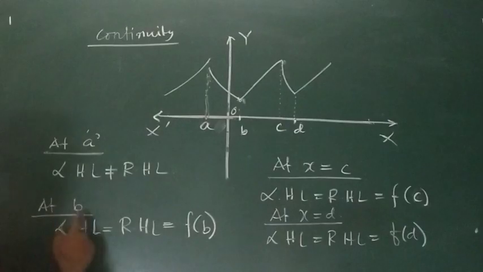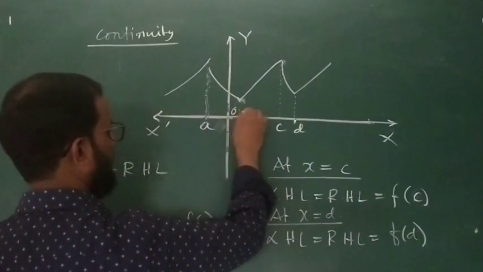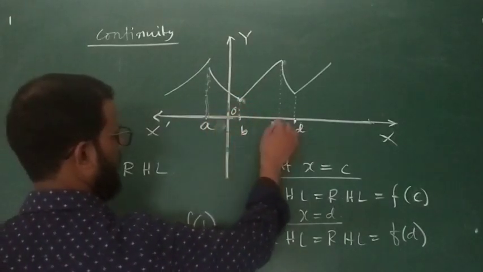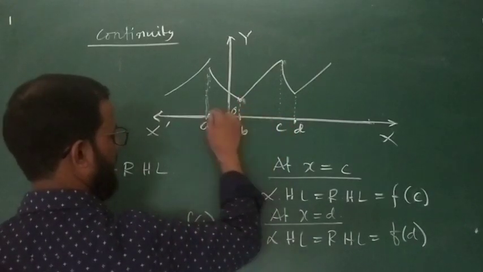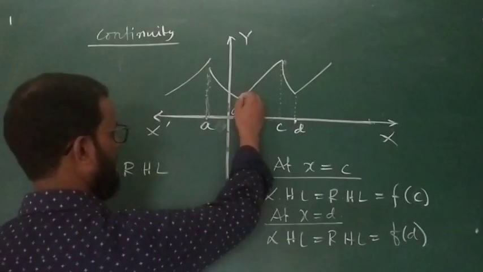Now at x equal to b, you see this is the function, okay? This is the point. At that point what happens? If x approaches b from the left, this is the functional value. If x approaches b from the right, this is the functional value. I mean left hand limit and right hand limit, both will be equal. But exactly at x equal to b there is a gap.